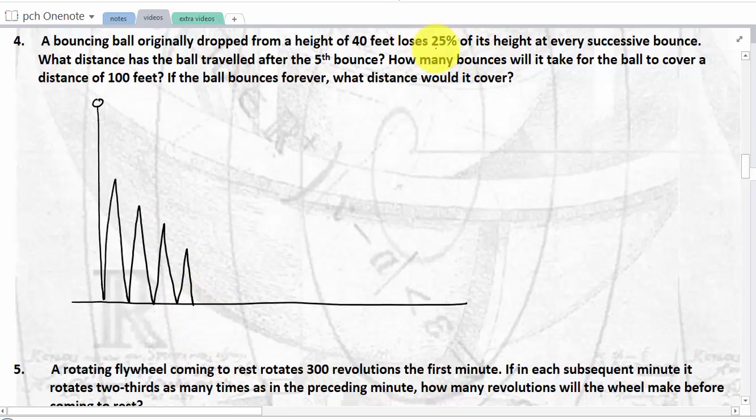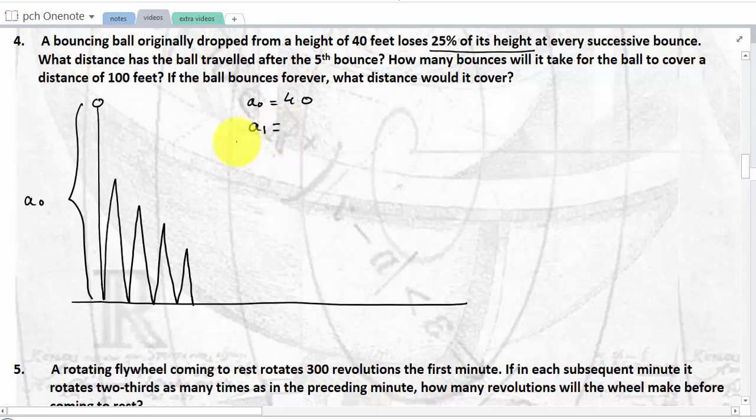Every time it bounces, it loses 25% of its height, right? So let's call the first one right here A naught, okay? A naught is 40 feet. What is the first? This is A1. A1 is the height after the first bounce.